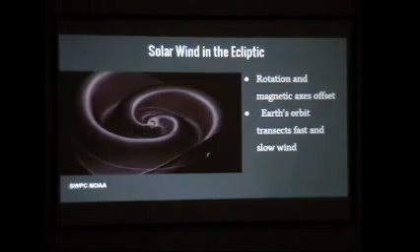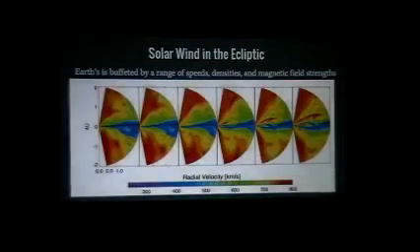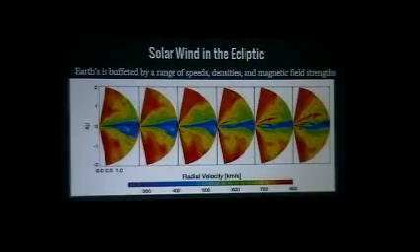And so Earth's orbit, which is drawn tiny here, transects these regions. It transects the heliospheric current sheet and will alternate measuring inwards and outwards magnetic field. All right, so that was the magnetic field. What does that look like for speed?